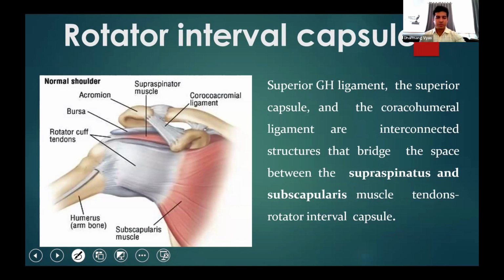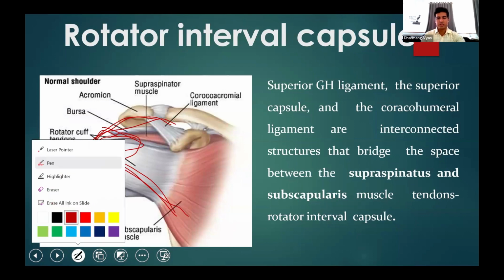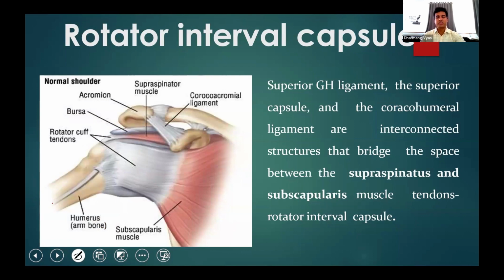So if you see, the supraspinatus comes like this. You can see the supraspinatus muscle here. The subscapularis muscle comes here, right? And there is some space left open between them. If this space was open, then we would have more injuries or more damage to the shoulder joint. So the shoulder was designed in such a way that the space between the supraspinatus muscle and the subscapularis muscle is covered up by three structures, the superior glenohumeral ligament, the superior capsule, and the coracohumeral ligament, which together are called the rotator cuff interval capsule.